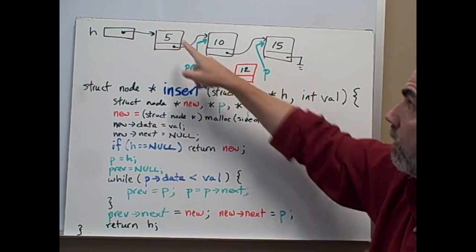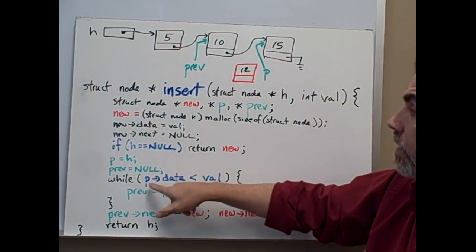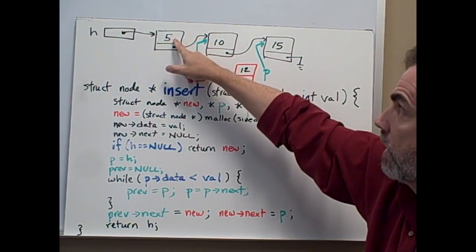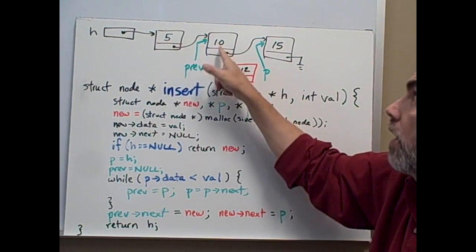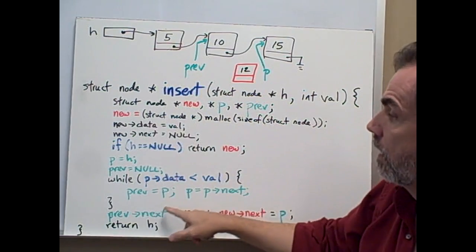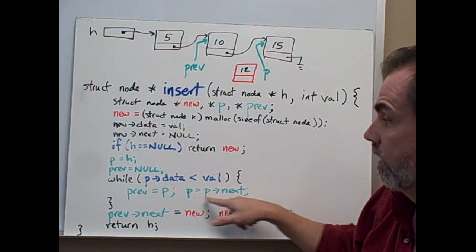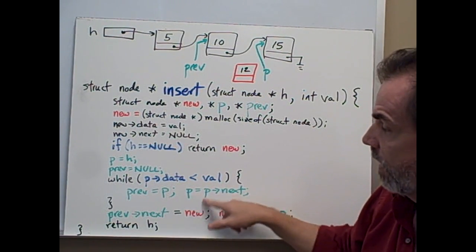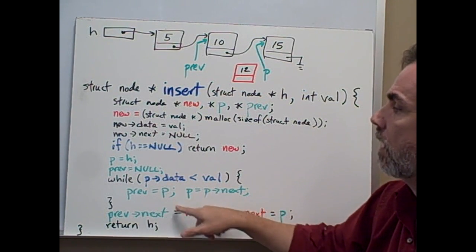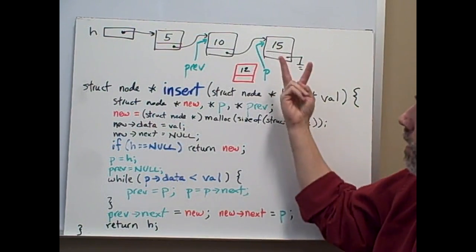Now we traverse the list looking for an item that's greater than or equal to 12. So while P data is less than val, which is 12, right, we're going to move on. By moving on, we don't just move P, we also have to move prev. So be sure that we assign prev equals P before we do P equals P next, because once we've done this, we've forgotten what P used to be. And this is the whole point of having prev here. So this loop traverses the list, but it moves both pointers.